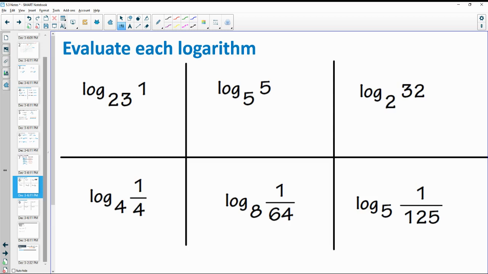So let's evaluate each of these using those properties. So log base 23 of 1. Okay, so log base 23 of 1.